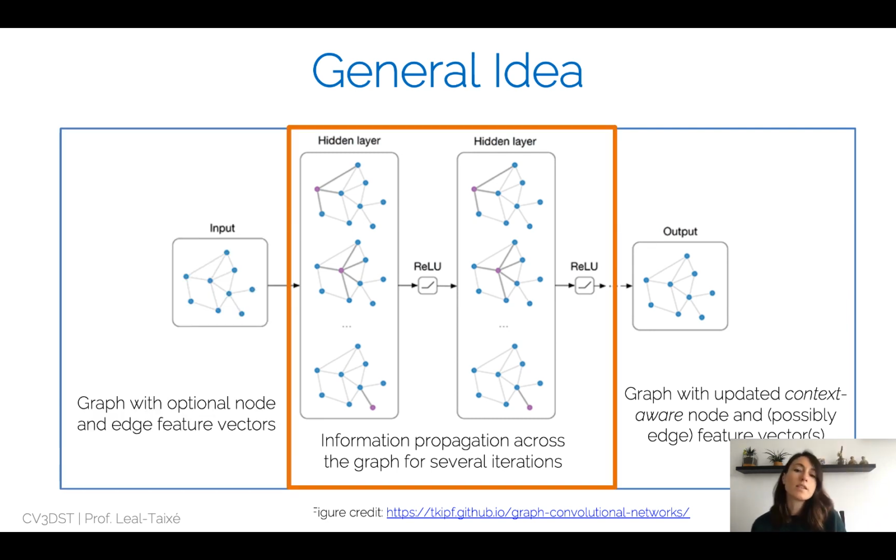And so now the interesting part, of course, is the information propagation step. How does this actually happen, and how can I overcome the key challenges that I saw before? Namely, that I can deal with an arbitrary amount of nodes and edges, and second, that my operations are permutation invariant.